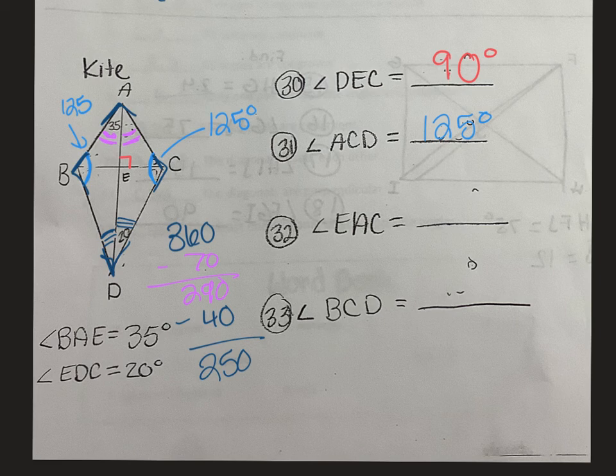Hey, could you also do 35 plus 20 and then subtract that from 180? Yes, because you would have just done half the triangle. Yes, that also works very well.